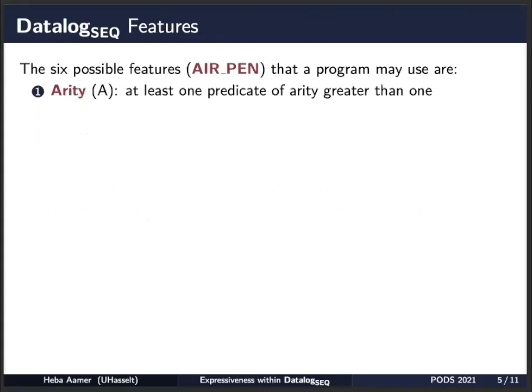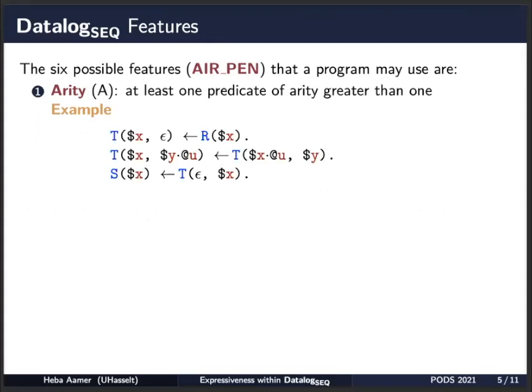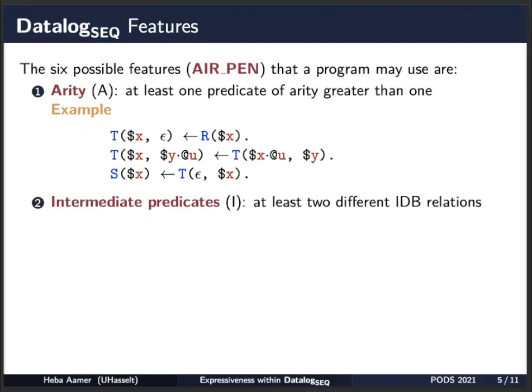The first one is A, which is arity. So we say that a program uses arity or has the A feature if it contains at least one predicate of arity greater than 1. The reversals program we have seen before is an example of one that uses arity, since T here is a binary predicate.